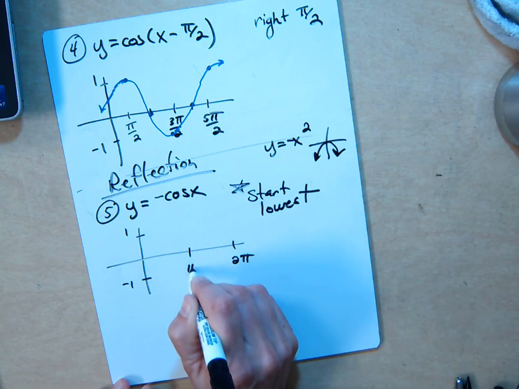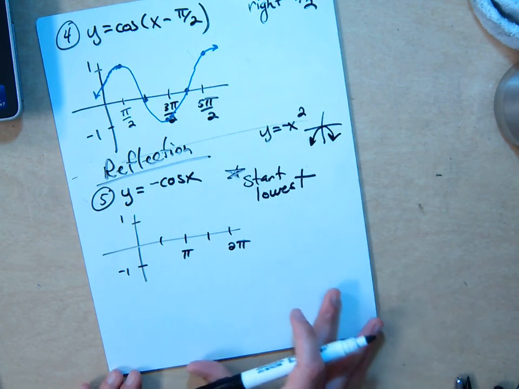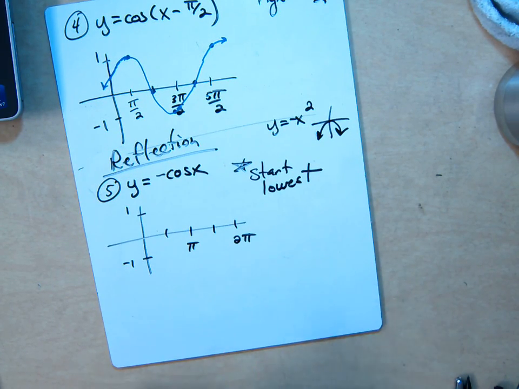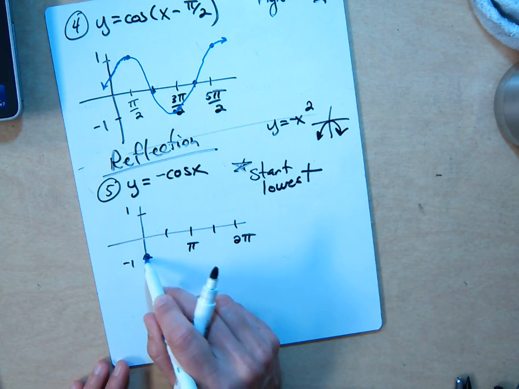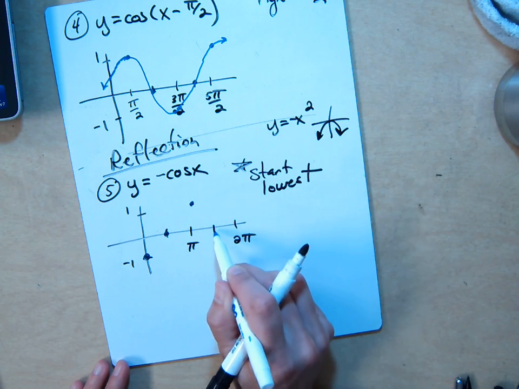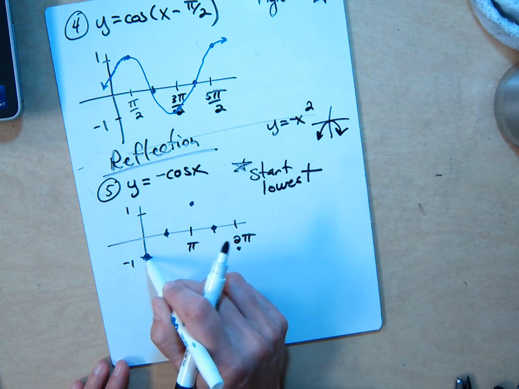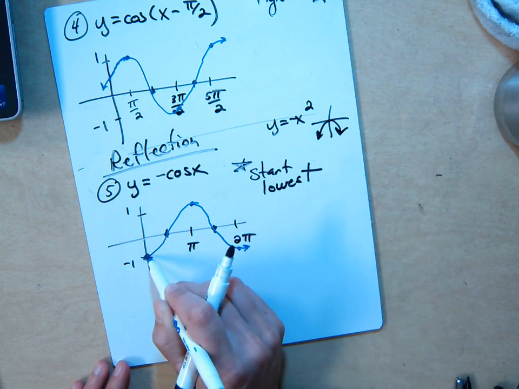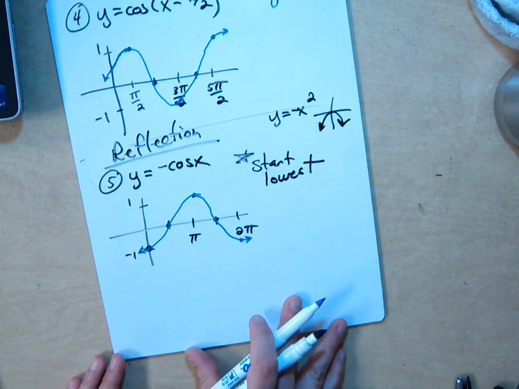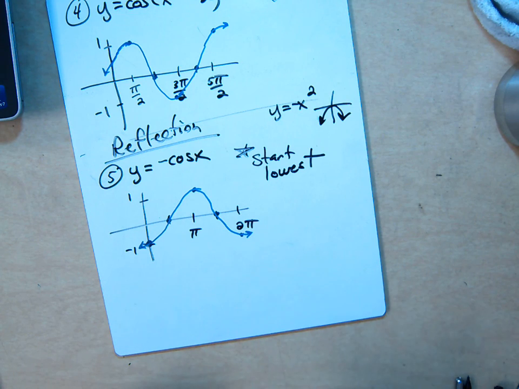2 pi, pi. Okay, so all we do, y equals negative cosine x, start at the lowest point: low, middle, high, middle, low. So there we go. Low, middle, high, middle, low. That's what negative cosine x looks like. It's just flipped over the x-axis.